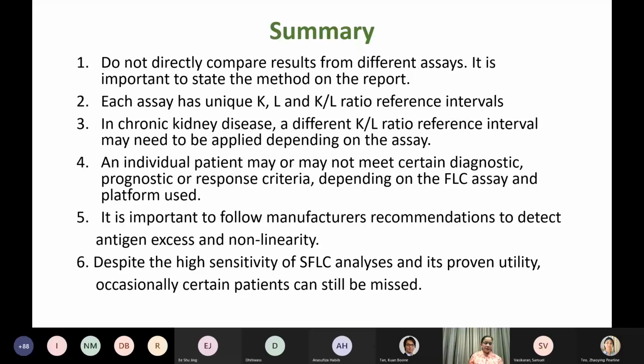All assays will have limitations and may miss occasional patients. So you have to be careful when you interpret, and it's always good to compare free light chain results with clinical details, if you have them, and protein electrophoresis results.